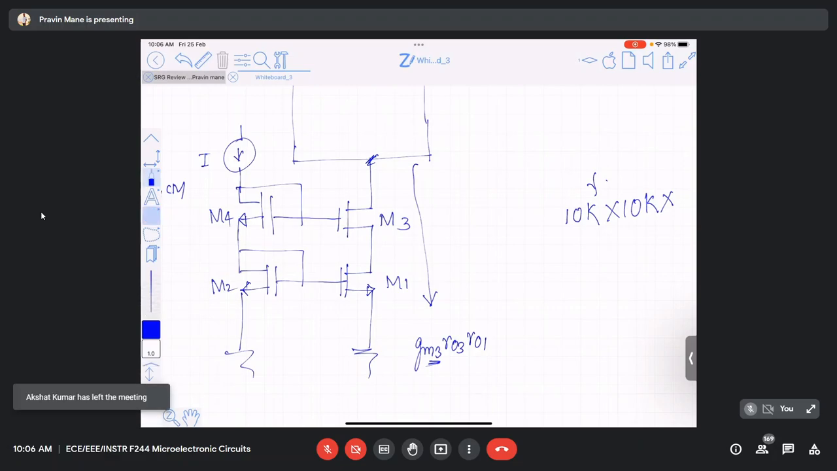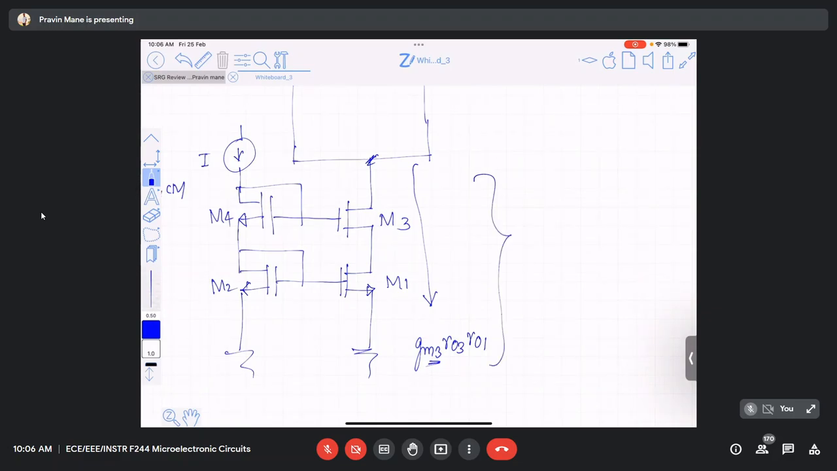But what is the problem here in using this transistor? Some minimum voltage is required across this current source, right? What is the value? Addition of two overdrive voltages. It is VOV1 plus VOV3 plus threshold voltage, VTH. Do you agree? This is the minimum voltage that is required across M1 and M3 for this to work properly. Do you agree?